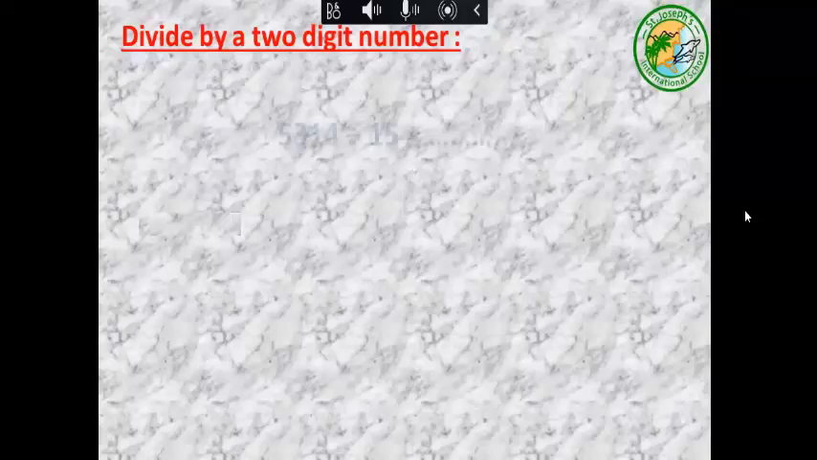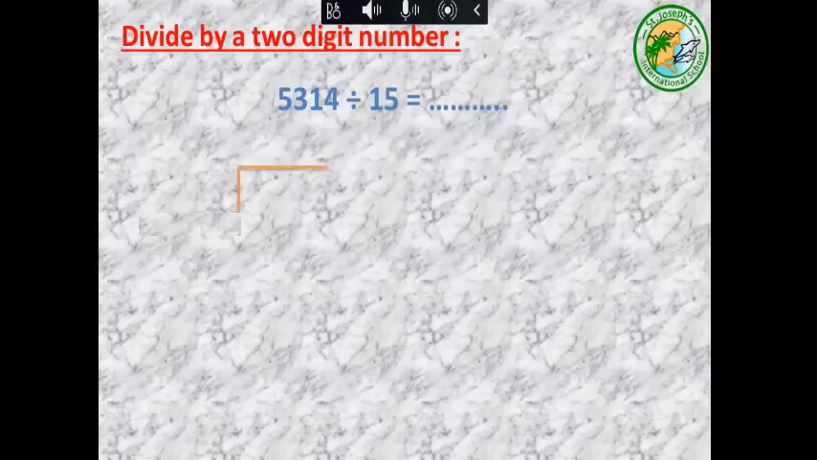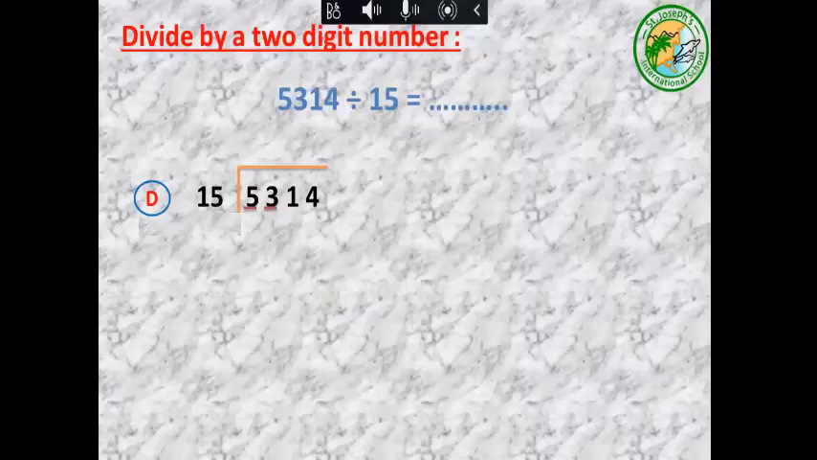Divide by 2 digits. 5,314 divided by 15. I will write the dividend inside and the divisor outside. Okay. First step is to divide. 5 divided by 15, but 5 is smaller than 15, so I will take 53, because 5 is smaller than 15 and it doesn't work. 53 divided by 15. So I will make table 15 until I reach 53.